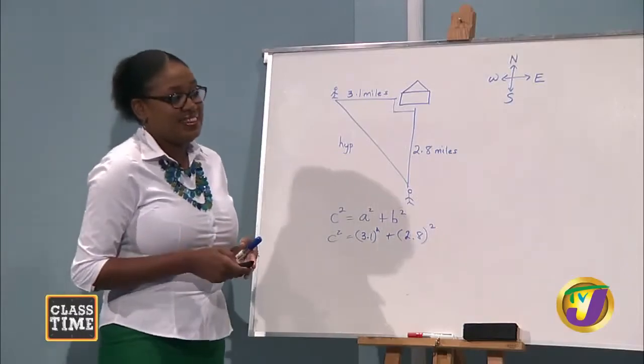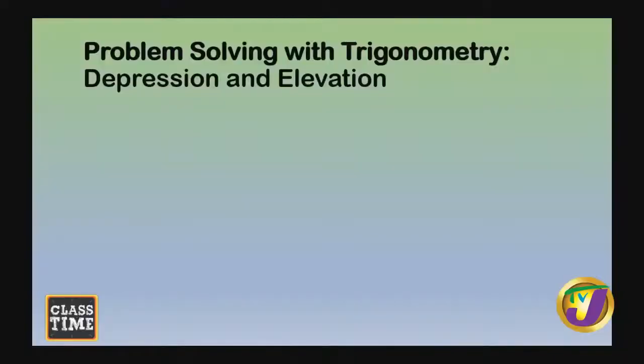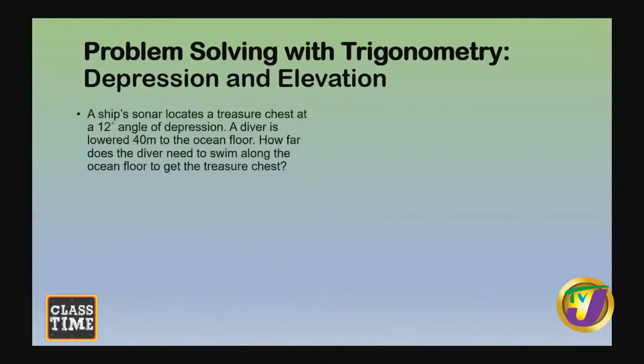All right. So angles of depression and elevation. Depression is going down and elevation is going up. So you would have covered that topic before in a previous lesson. So we're just applying some problem solving skills to solving questions of that nature. So we have a ship's sonar locating a treasure chest at a 12 degrees angle of depression. So a diver is lowered 40 meters to the ocean floor. We want to know how far does a diver need to swim along the ocean floor to get to the treasure chest.